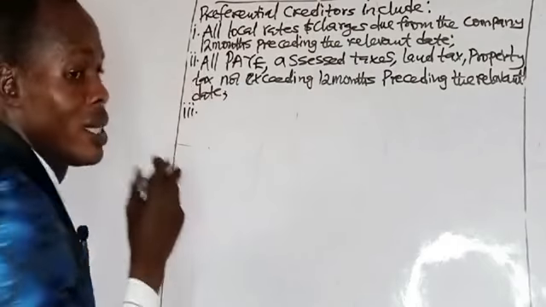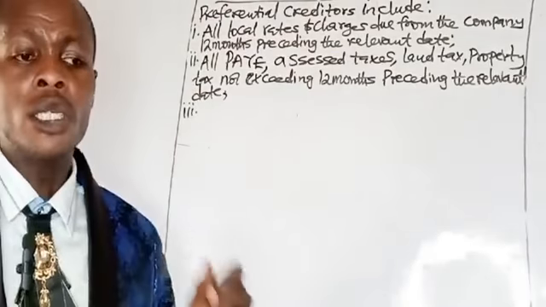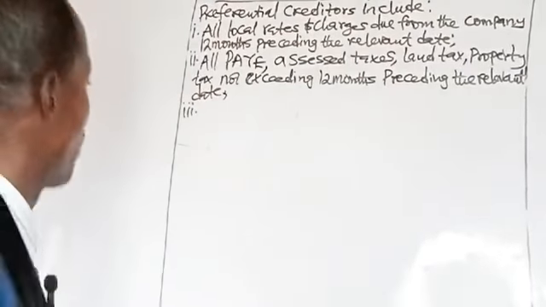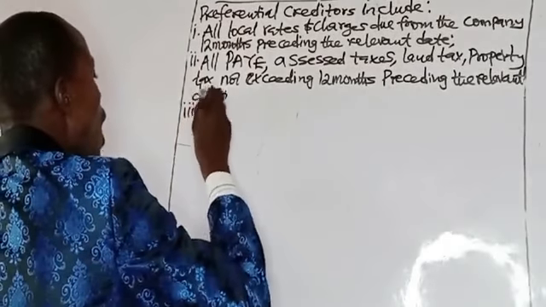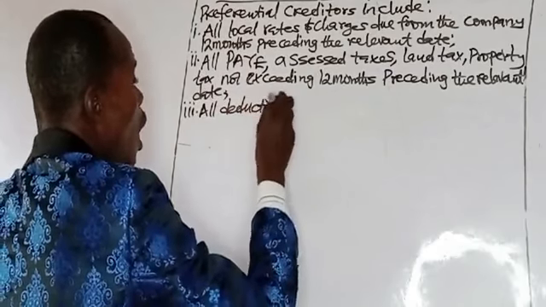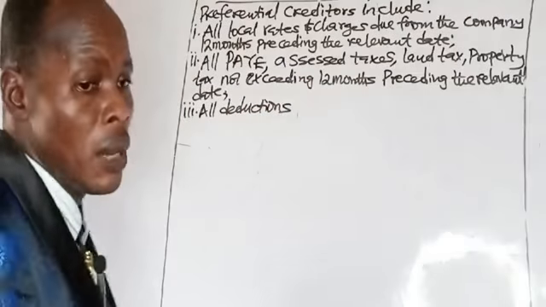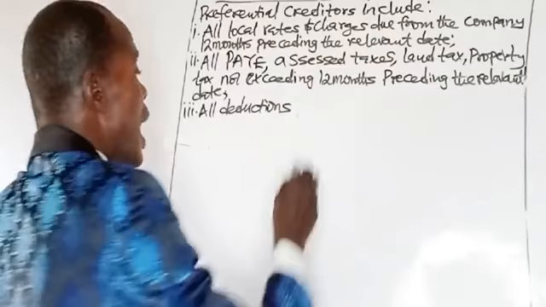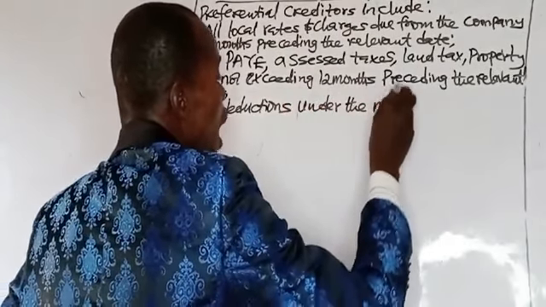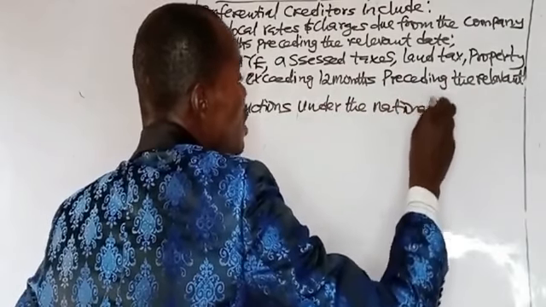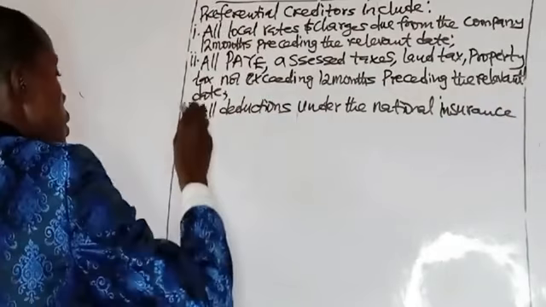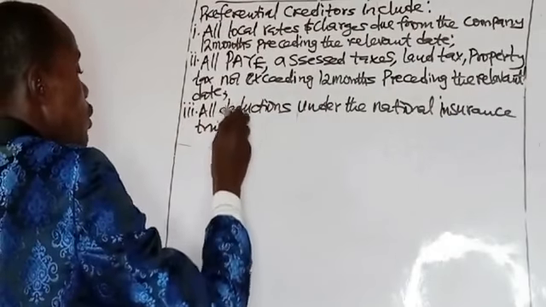Number three, all deductions under the National Insurance Trust Funds.